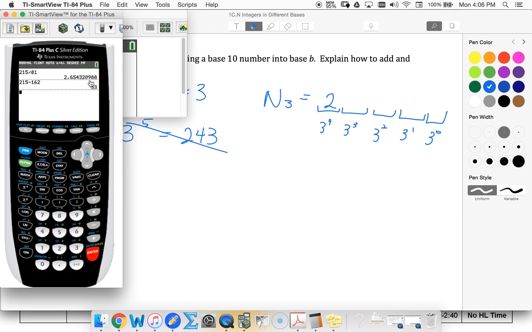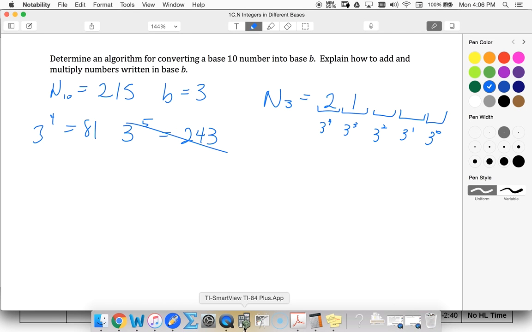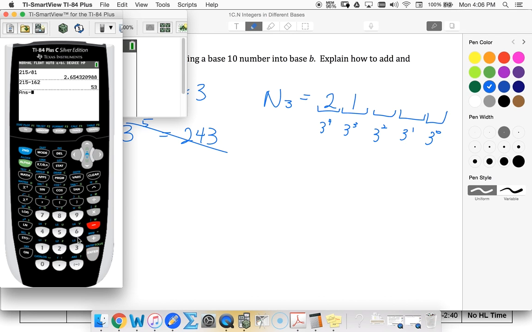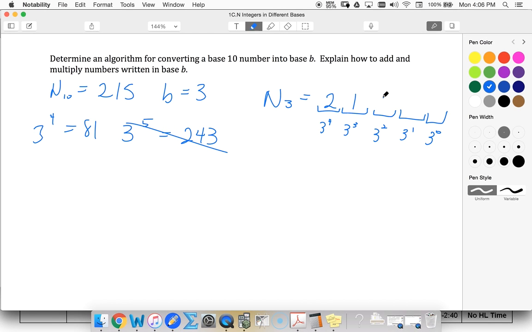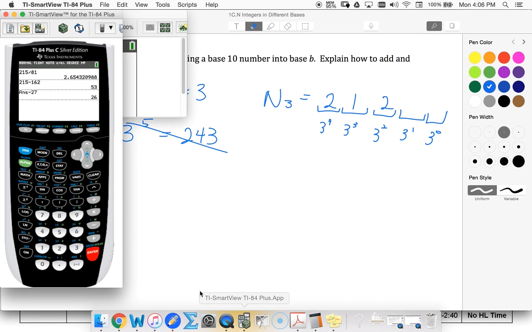Okay, so I have 53 left. I'm going to take 53 and divide it by 27. I know that's going to go in once. So now I'm going to subtract out my 27, and now I've got 26. I'm going to divide that by 9. 26 divided by 9 is going to be 2, so that would be 18, and my remainder would be 8.